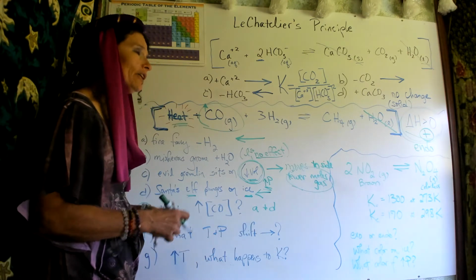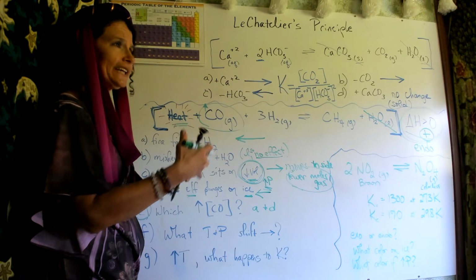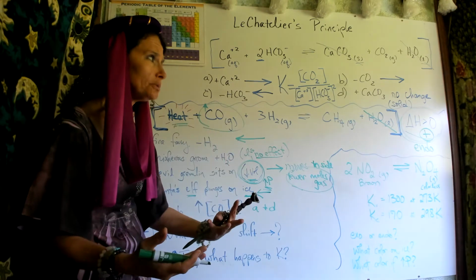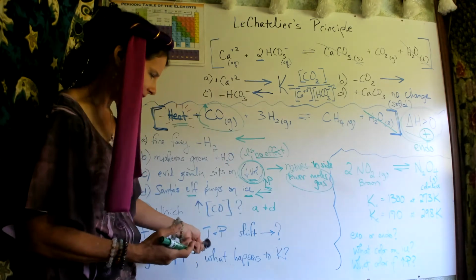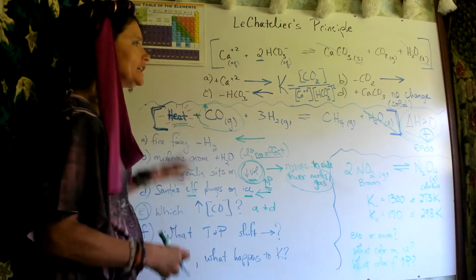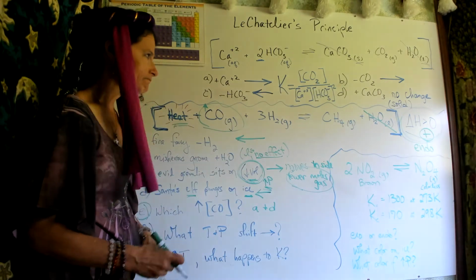And Haber figured out how to react the nitrogen and hydrogen to make ammonia. It's not a favorable reaction. And he figured out how to tweak the temperature and pressure to make it move forward.